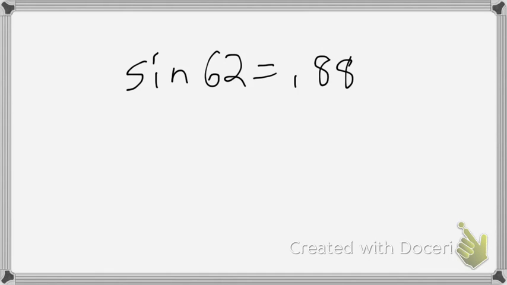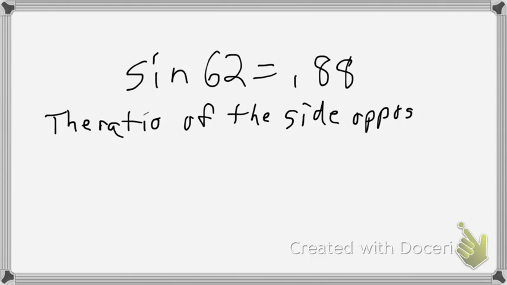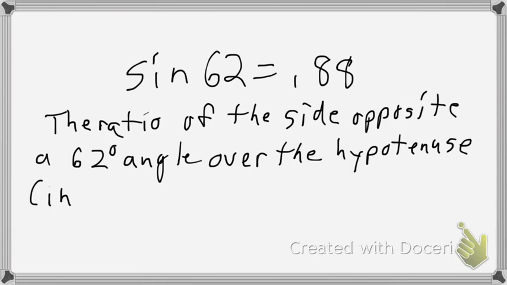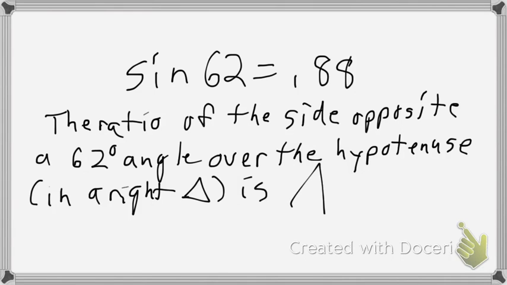Now what this means is as follows. The ratio of the side opposite a 62-degree angle over the hypotenuse. Now, because it's a hypotenuse, let's make sure everyone knows we're talking about a right triangle, is always 0.88.